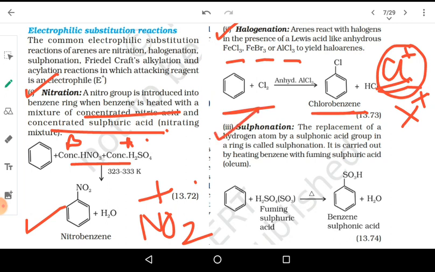Moving on to sulfonation. Now when we talk about sulfonation, we are adding an SO3H group to the benzene ring. For that we will use fuming sulfuric acid, or even we can use oleum to some extent. So if we are using fuming sulfuric acid in the presence of benzene, then we will get benzene sulfonic acid, as you can see in the reaction. So here the electrophile that is formed is the SO3H group. This is getting attached over here.